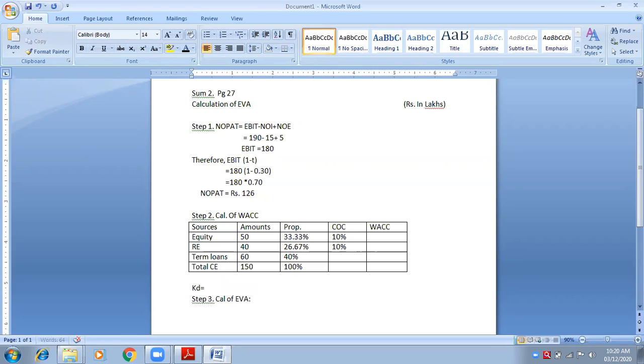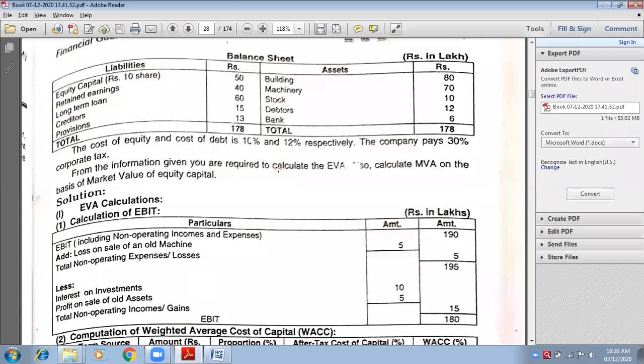Kd is equal to, tell me the formula: I into (1 minus T). Very good. So tell me what is I. I means the interest rate. What is the interest rate? Cost of debt means the interest rate, which is 12%.